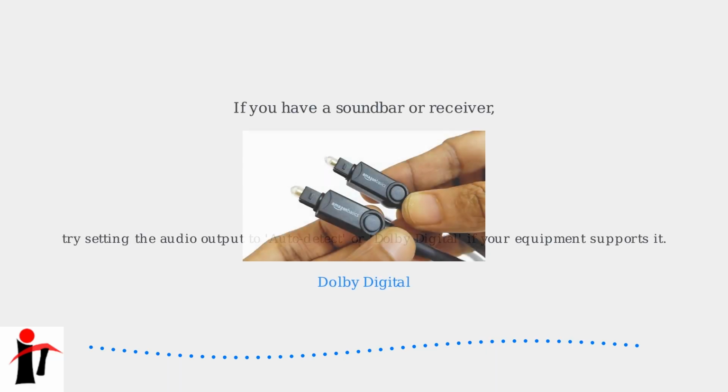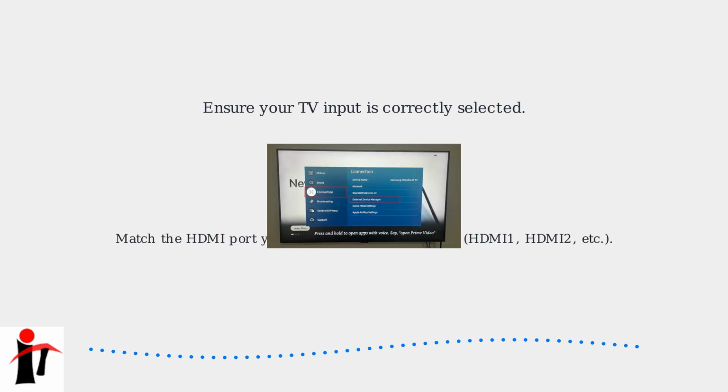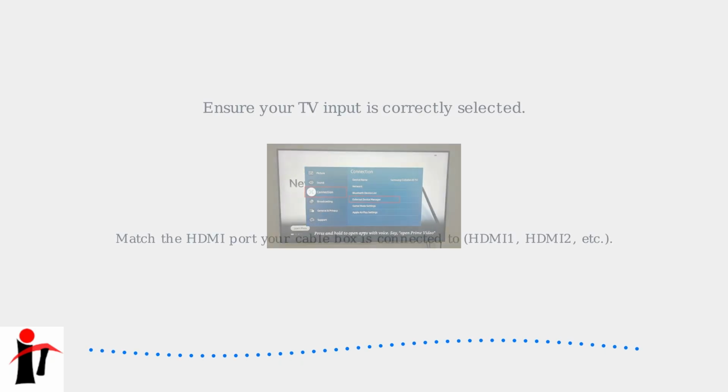If you have a soundbar or receiver, try setting the audio output to Auto Detect or Dolby Digital if your equipment supports it. Also, ensure your TV input is correctly selected to match the HDMI port your cable box is connected to, like HDMI 1 or HDMI 2. These steps resolve most common sound problems.